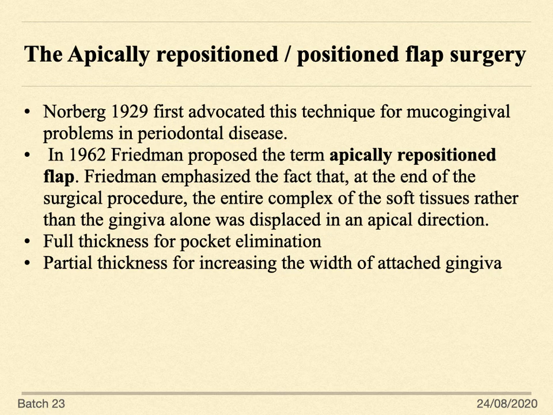If it is a pocket elimination procedure, you are going to raise a full thickness flap and move the entire gingival complex apically. Whereas if you are doing a flap for increasing the width of attached gingiva or for crown lengthening procedure, you can do a partial thickness flap. In the partial thickness flap, the periosteum is left intact on the bone, only the gingival connective tissue part is elevated and moved apically and placed over the periosteum and sutured.